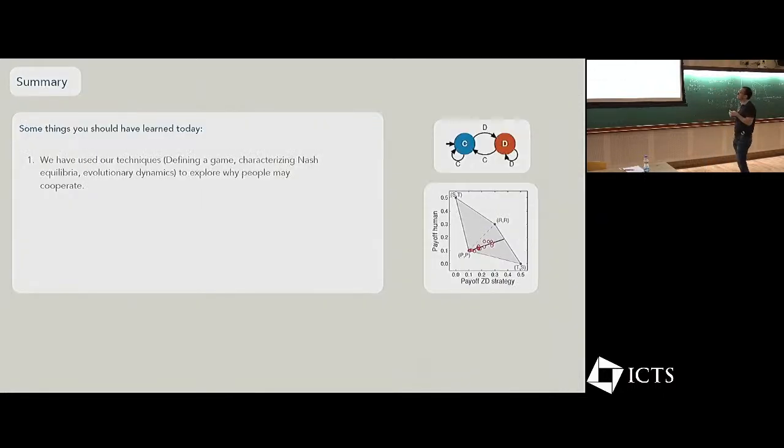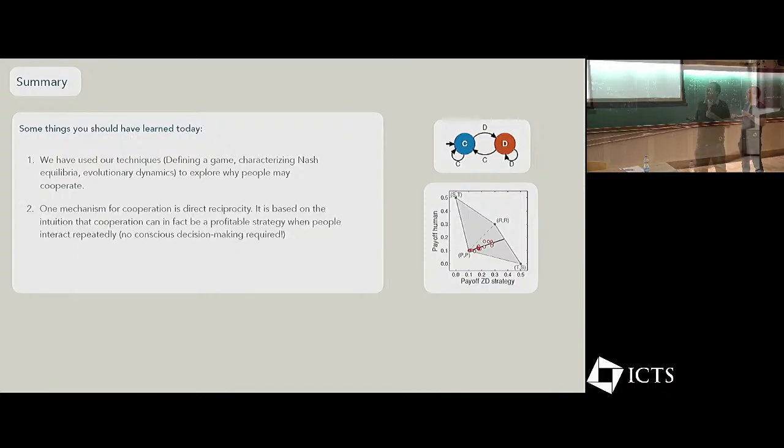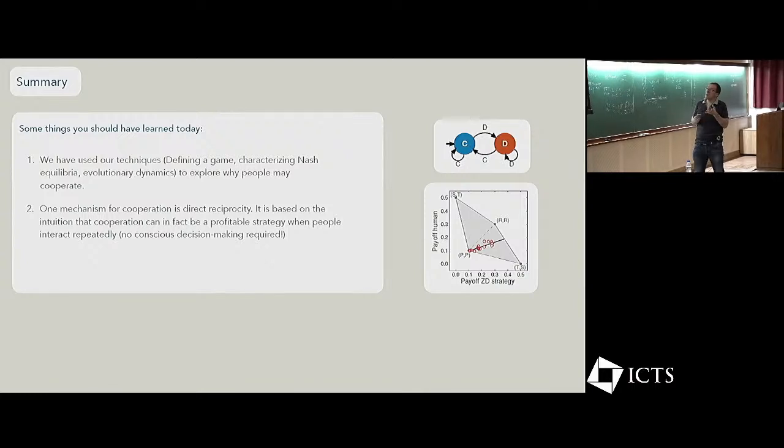So some things that you should have learned today is, we used our techniques to explore why people cooperate. One mechanism for cooperation is direct reciprocity. It's this idea that once we interact repeatedly, there can be a very good reason to cooperate. Yeah, that's it.